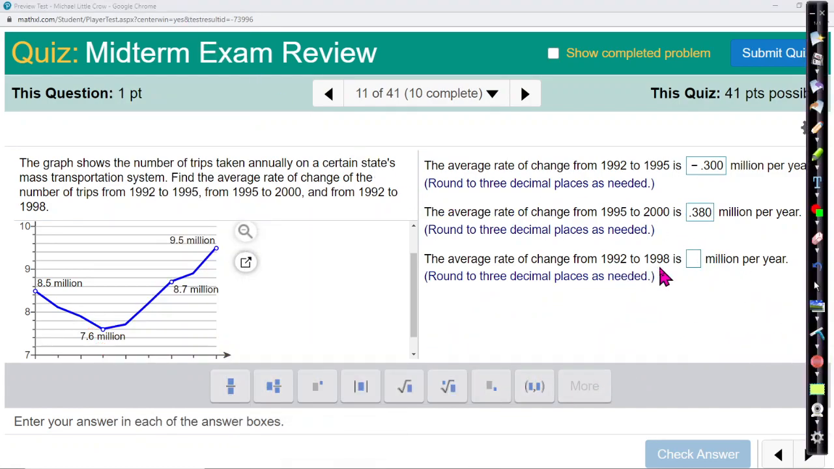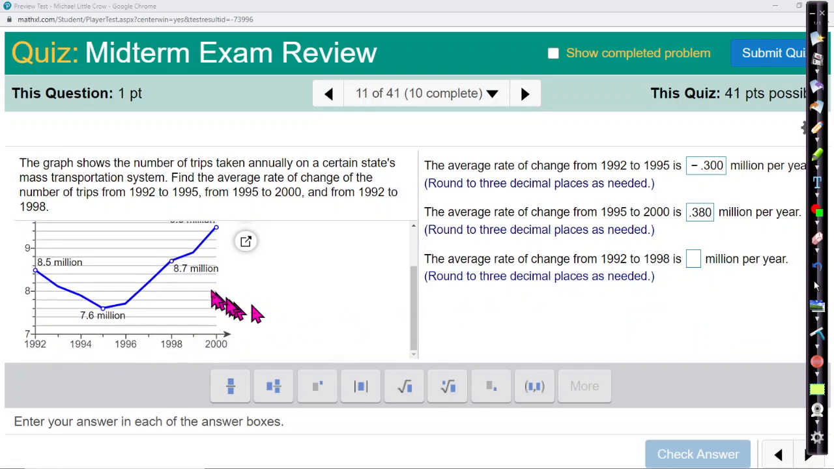And then finally from 92 to 98. Okay, so that's why they give us this number here. And again, we just do the same thing. So you get your system down of how you want to do things. So we'll go with 1992. It doesn't really matter which one you put first. And then 1998, 8.7. And notice it's going to go up a little bit, so it's a positive slope.